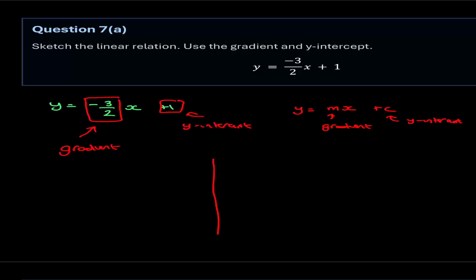So let's draw our Cartesian plane, our axes. We know it goes through the point 0, 1. So we're going to say that's over here as my y-intercept. And now the gradient is -3 on 2. And remember, the gradient is rise divided by run. That's what my gradient is. So if we've got -3 on 2, it means it goes down by 3 units and across by 2 units.